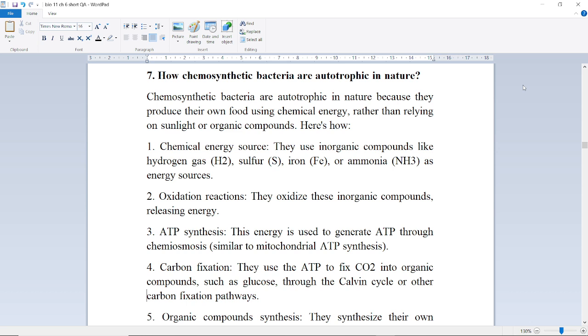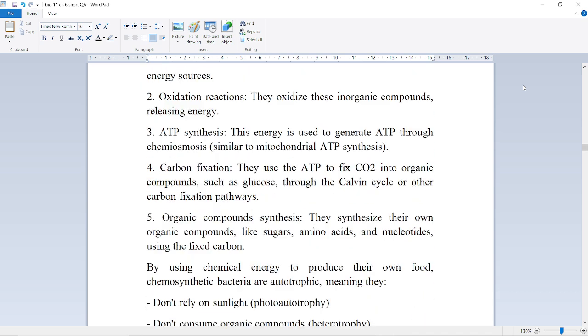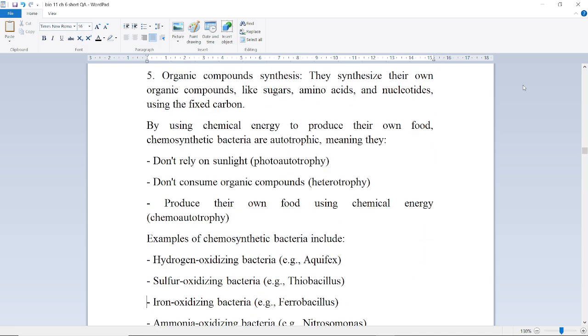Next is carbon fixation. They use ATP to fix carbon dioxide into organic compounds such as glucose through the Calvin cycle or other carbon fixation pathways. Next is organic compound synthesis. They synthesize their own organic compounds like sugars, amino acids, and nucleotides using the fixed carbon. By using chemical energy to produce their own food, chemosynthetic bacteria are autotrophic, meaning they don't rely on sunlight.